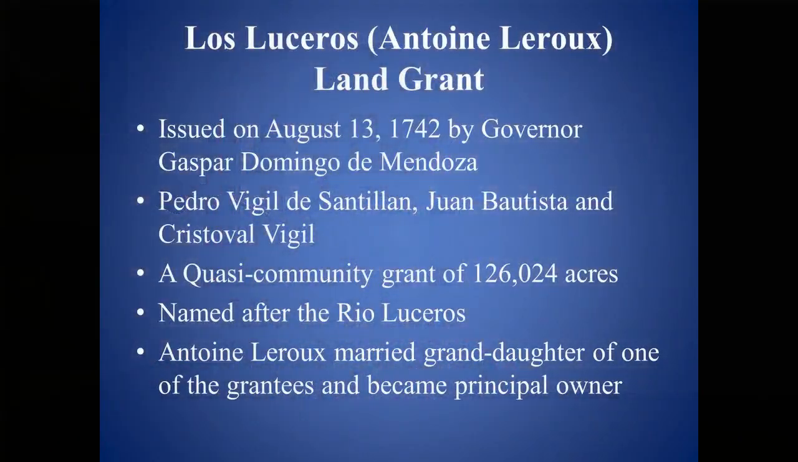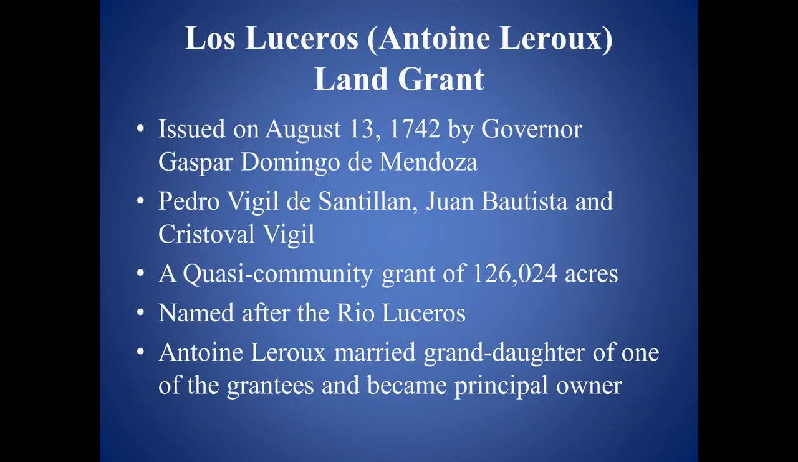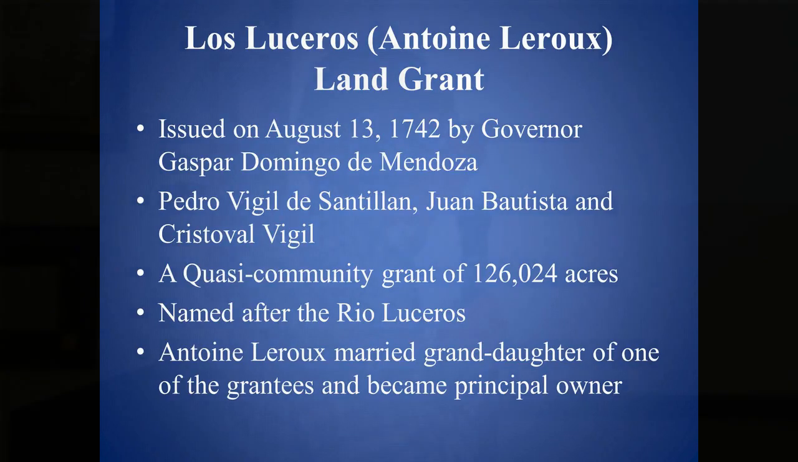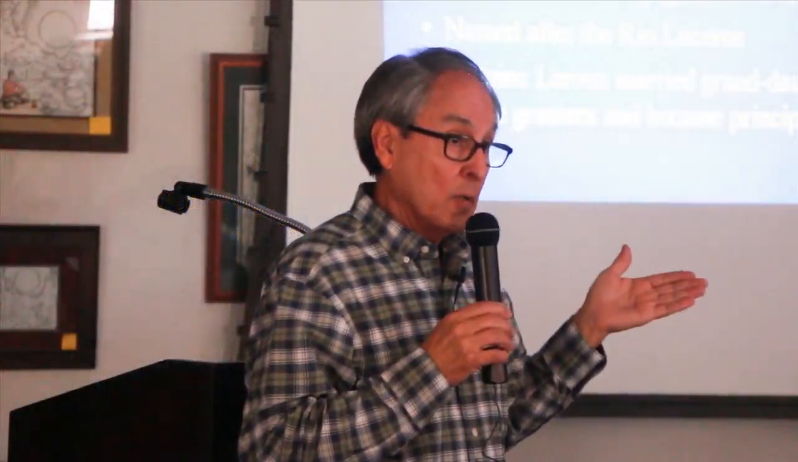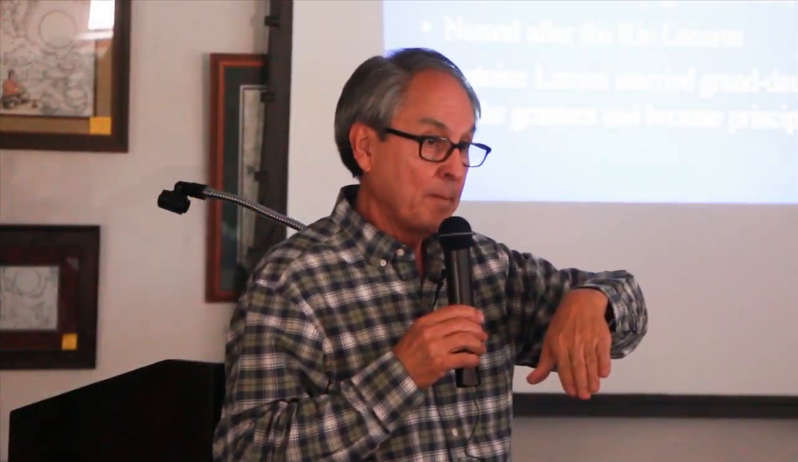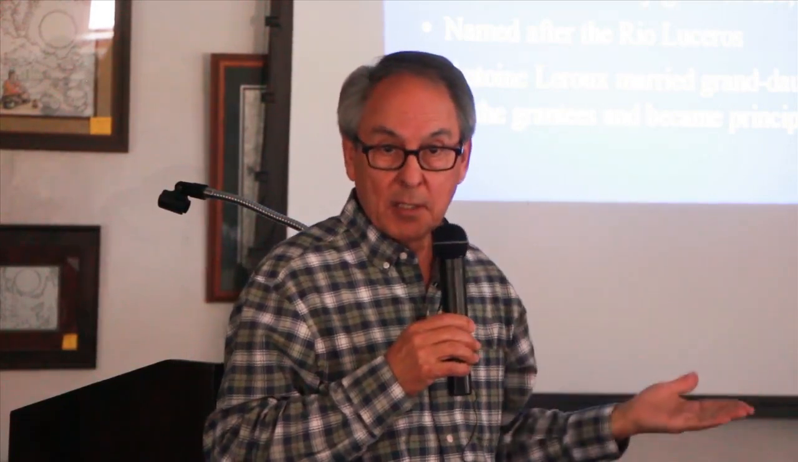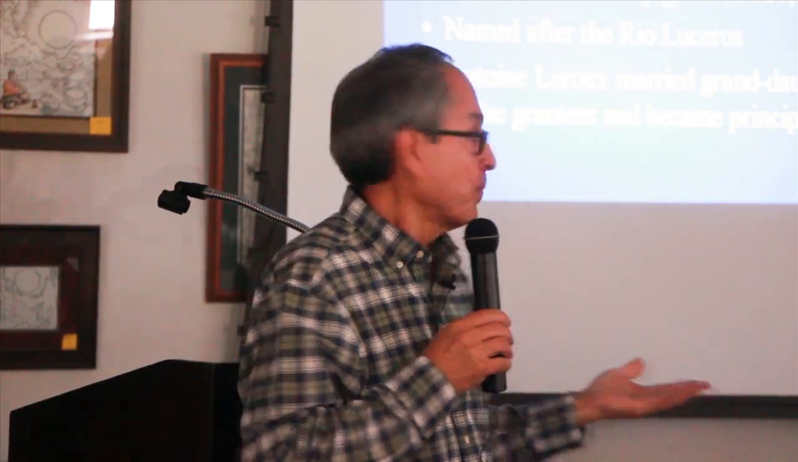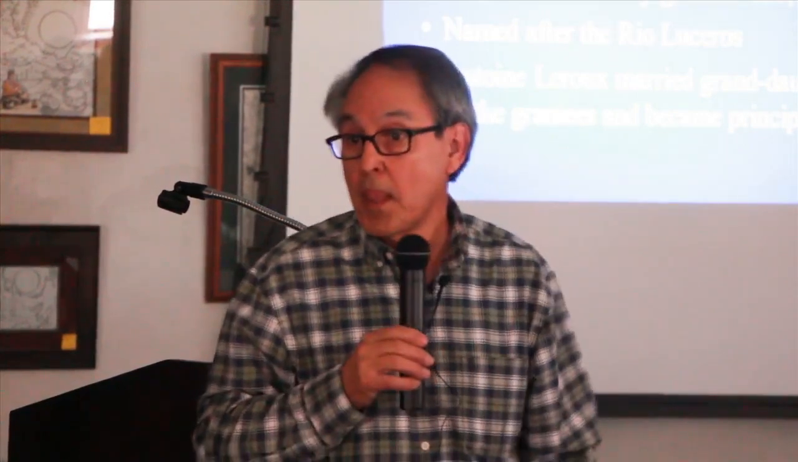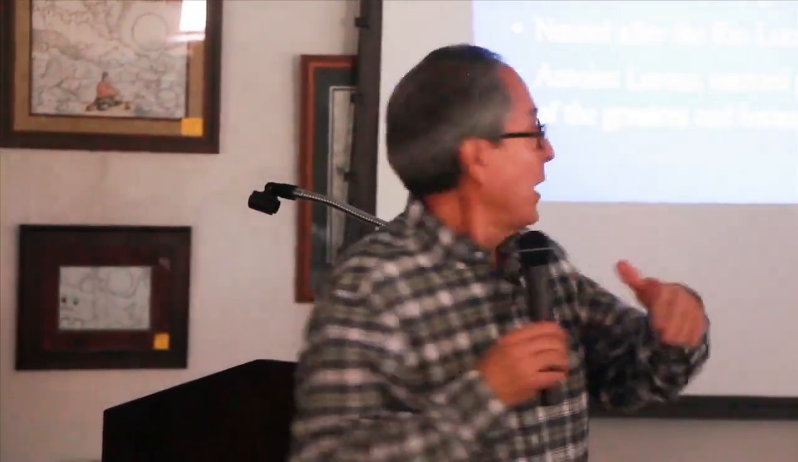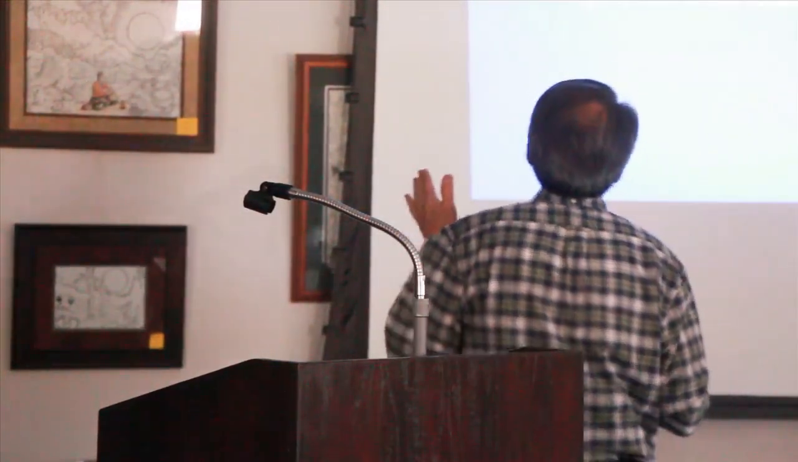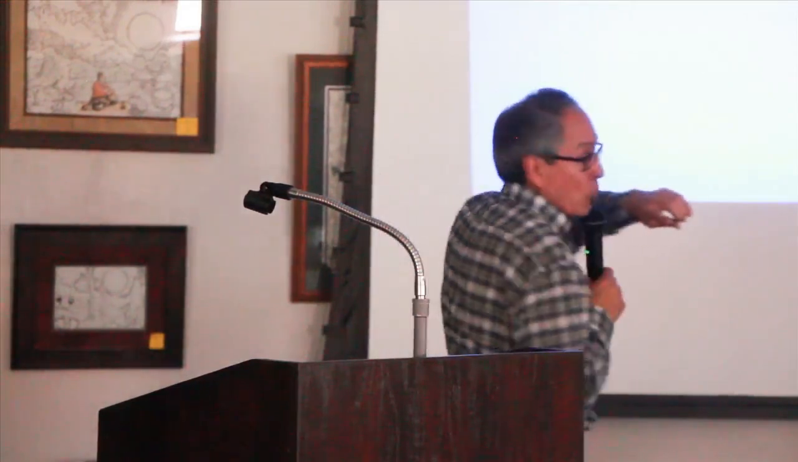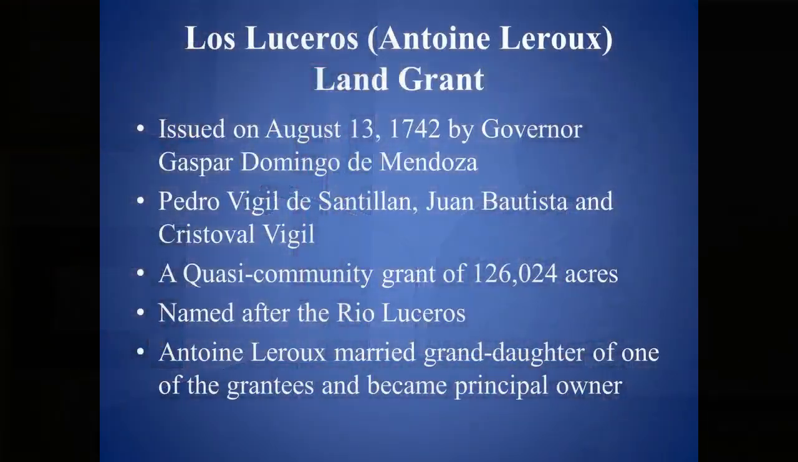Okay, the next one is Los Luceros land grant. The reason it's called Los Luceros is because a river that flows out of the mountains just north of Taos is called Luceros. But the reason it's called Antoine Leroux was because he married into the Vigil family. And people then named it the Antoine Leroux land grant. How did the Vigils connect with Antoine Leroux? Back up, Bill. Go forward to Antoine Leroux.